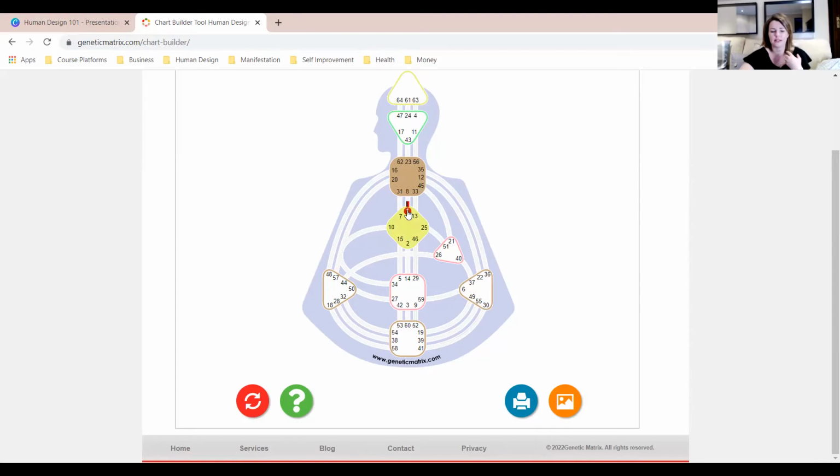But let's go through the centers. Okay, so head center is all about downloading inspiration, downloading ideas. You've then got your Ajna center, which is all about conceptualizing and making ideas concrete. Your throat center is all about expression. This is also an imperative part of manifestation, your throat center.